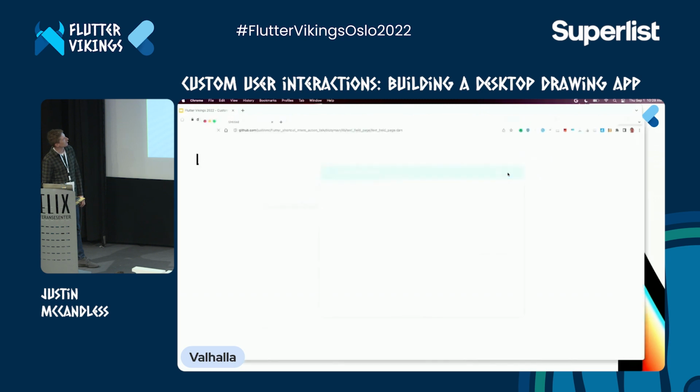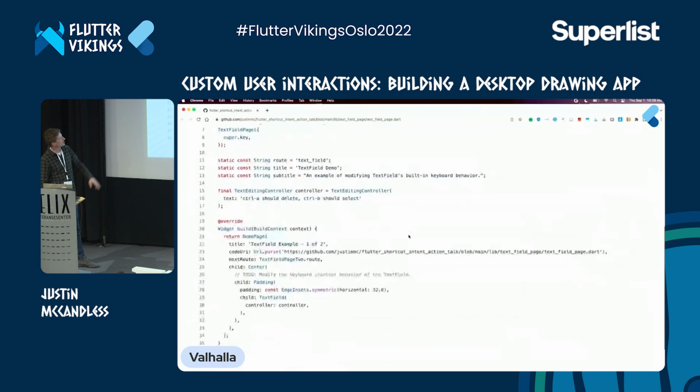So if I look at the source code here, we've just got a plain old text field with some padding, that's it. And what we want to do is add a shortcuts widget into our users app layer that will receive those built-in events and change what happens with this behavior.